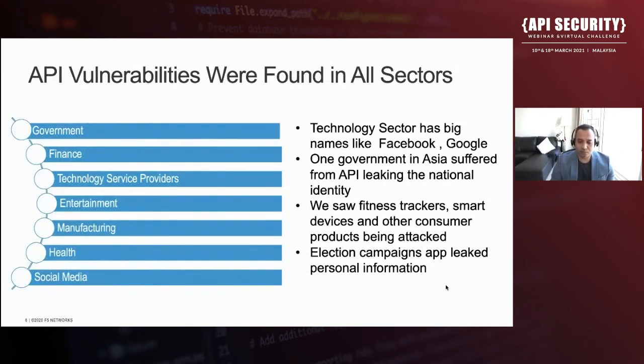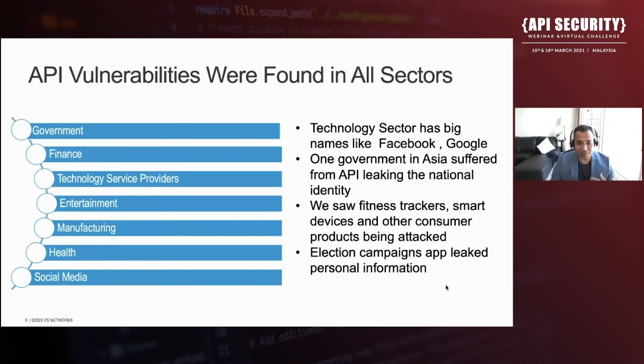Right. So another interesting aspect that we found was that when we were looking into the breaches, we didn't see that it is sidelined to any individual sector or individual vertical. We found APIs across all verticals, be it government, finance, technology providers, entertainment, manufacturing, health, social media. And we found that almost all sectors had one or more breaches where these APIs were exposed and used. The surprising part is that big technology giants like Facebook and Google had their APIs compromised to leak data.